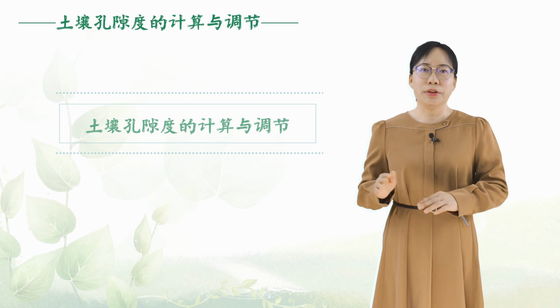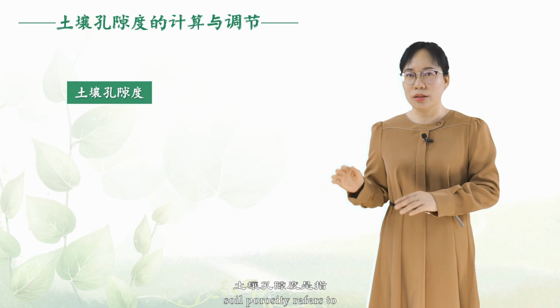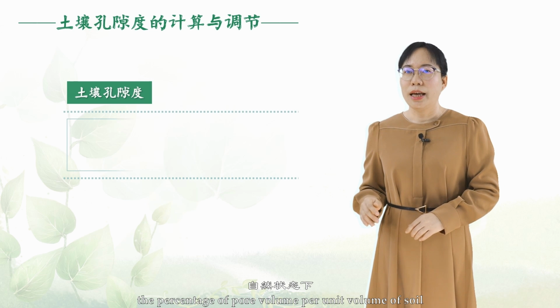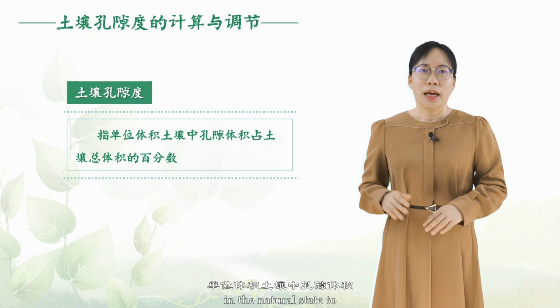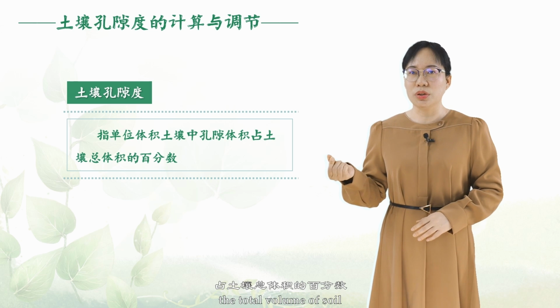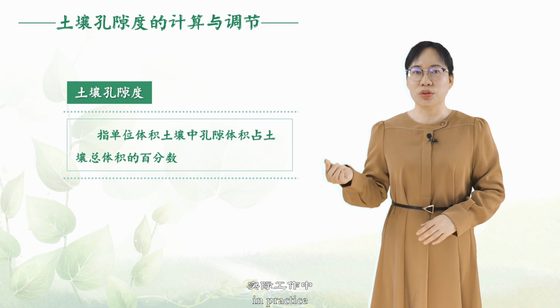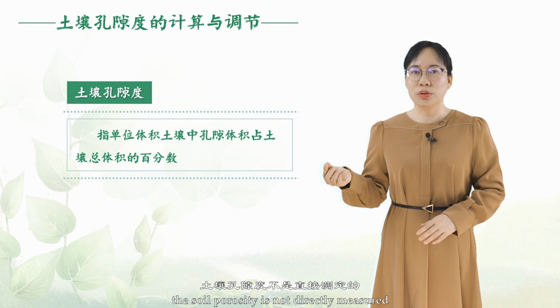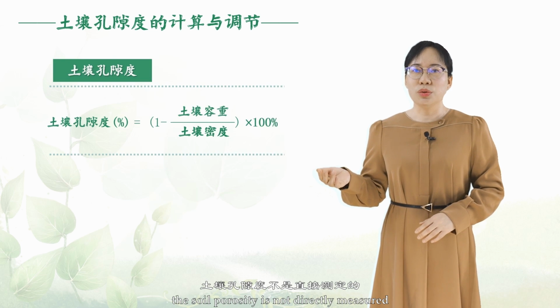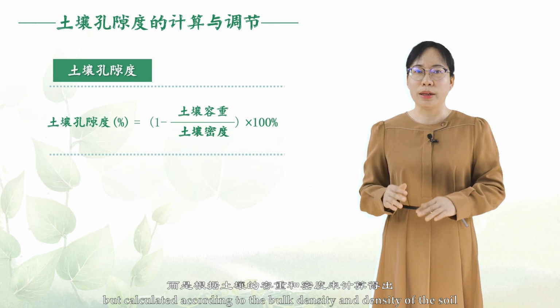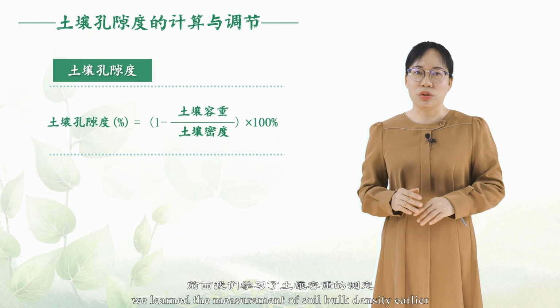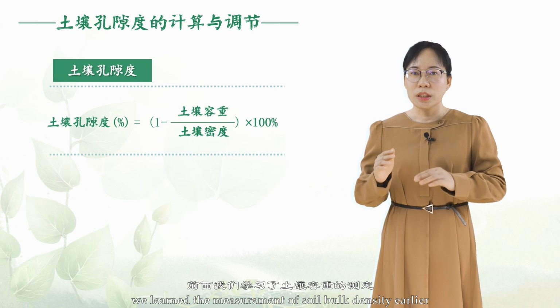First, soil porosity refers to the percentage of pore volume per unit volume of soil in the natural state to the total volume of soil. In practice, the soil porosity is not directly measured, but calculated according to the bulk density and density of the soil. We learned the measurement of soil bulk density earlier.